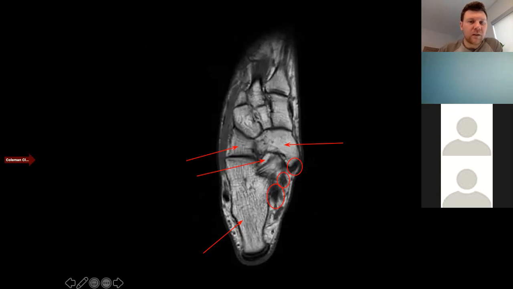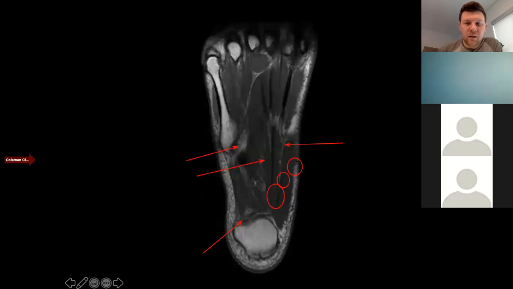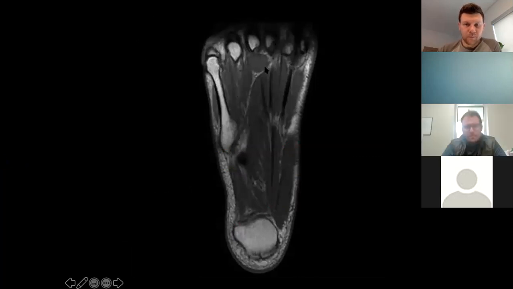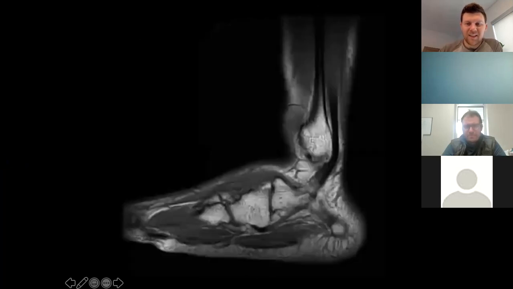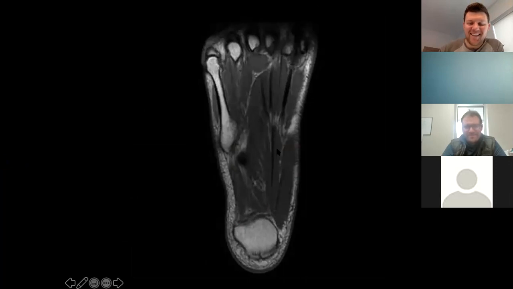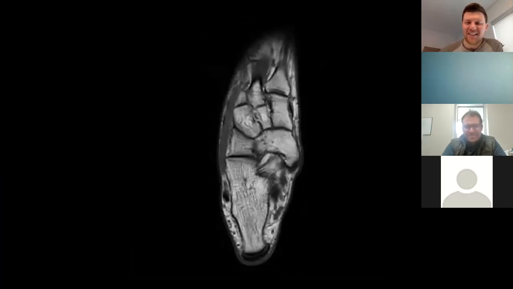Who wants to go next? Let me clear all my drawings off. I think this is our last axial image. Let me check. Yep. Go back to that one before that, please. Yes, sir. There you go. This one?